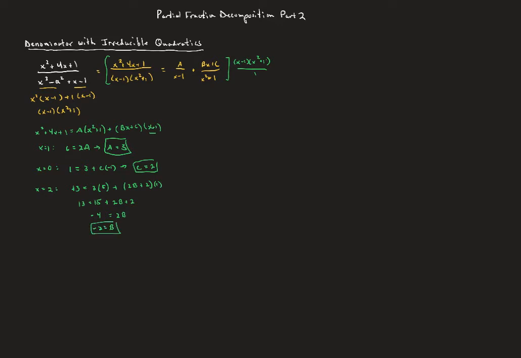So our partial fraction decomposition is going to be the a, which is 3 over x minus 1, plus the b, which is negative 2x, plus c, which is 2 over the x squared plus 1. All right, that wasn't too bad. I think that's about to change.